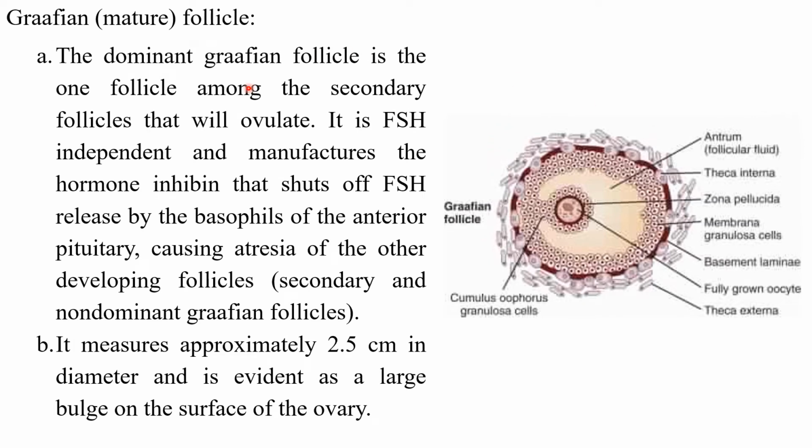The fully mature ovarian follicle in mammals is called the Graafian follicle. So this is the structure of a Graafian follicle. The dominant Graafian follicle is the one follicle among the secondary follicles that will ovulate. It is FSH independent and manufactures the hormone inhibin, which shuts off the FSH released by the basophils of the anterior pituitary, causing atresia of other developing follicles, secondary and non-dominant Graafian follicles.